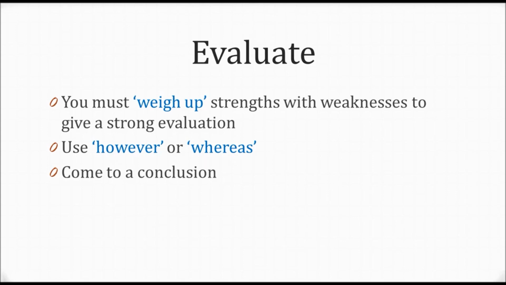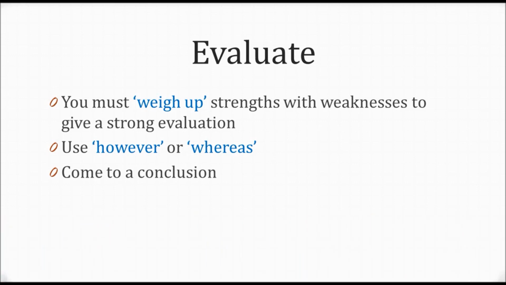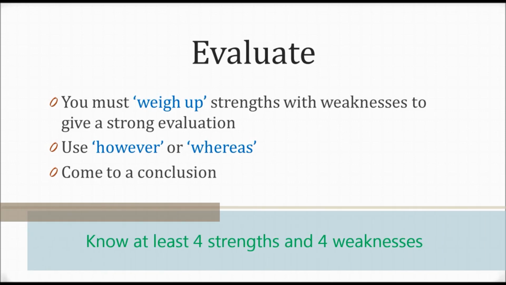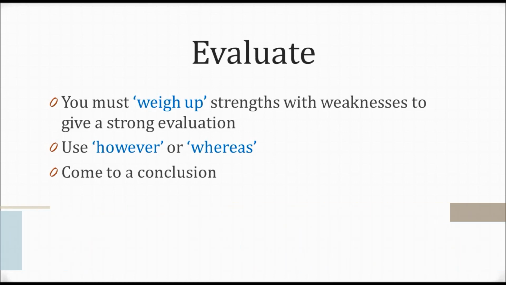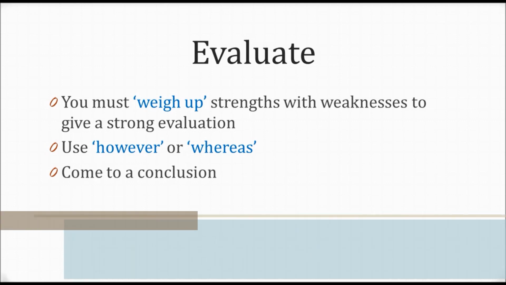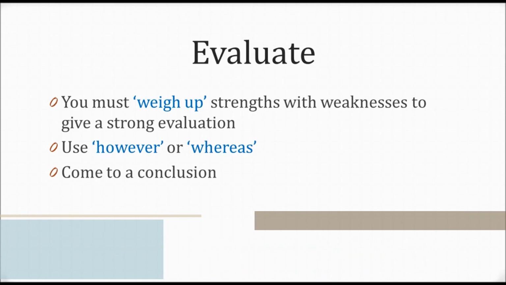Okay, so for this type of question, if you got it in a SAC or an exam, you could assume that you'd get 1 mark for each strength and 1 mark for each weakness. So you could get a question that's evaluate Parliament for maybe up to 8 marks or even 10 marks. So you really want to have at least 4 strengths and 4 weaknesses in order to be able to get enough marks in those types of questions, or even if you can have 5 strengths and 5 weaknesses is better. You must have both strengths and weaknesses for evaluation, and you must come to a conclusion as well.